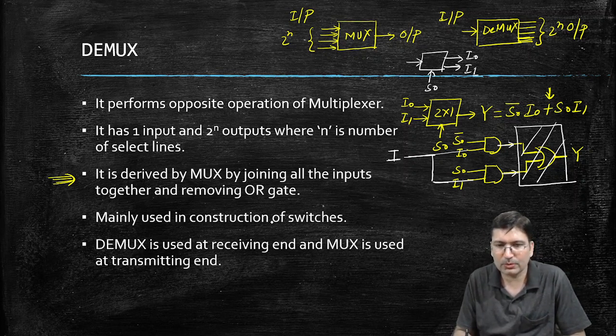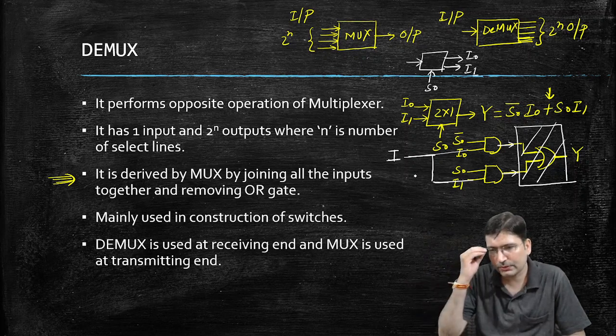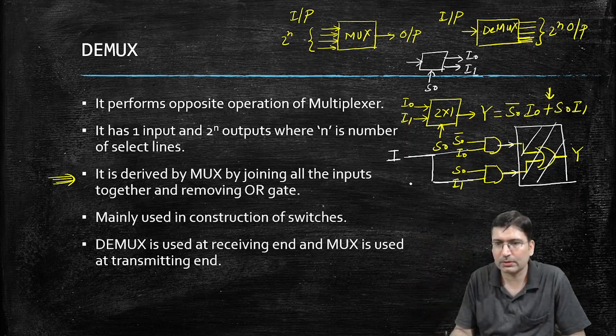Demux is mainly used to construct switches. Because one line can be transferred to n number of possible lines, it works as a switch. Demux is used at the receiving end and mux can be used as the transmitting end.